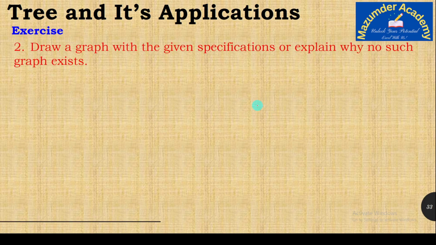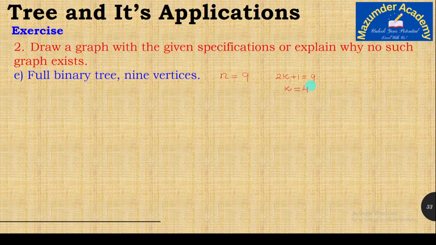Second question: a full binary tree with 9 vertices. Here n equals 9, and therefore how many internal vertices will there be? 2k plus 1 equals 9. So from here k equals (9 minus 1) by 2, that is 4. So total 9 vertices and 4 internal vertices, and it must be a full binary tree. This is the situation for me.